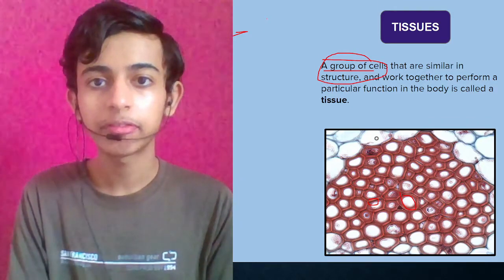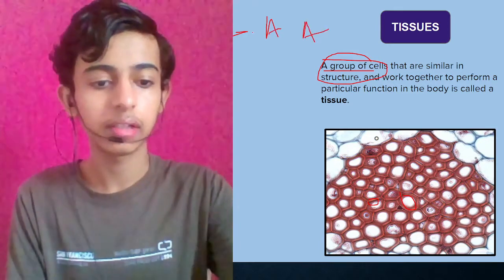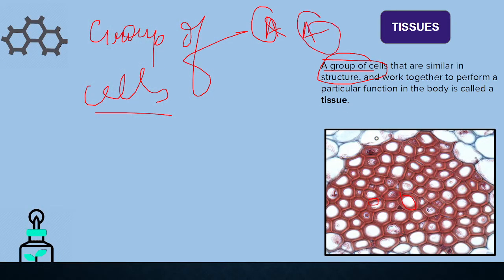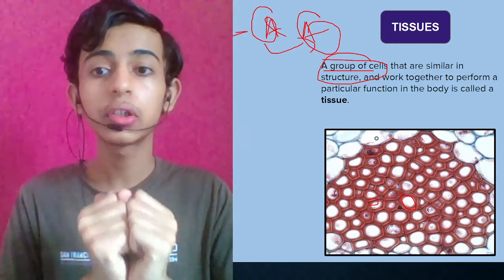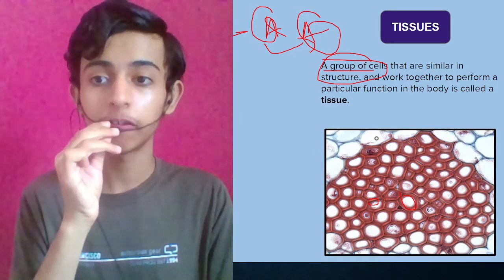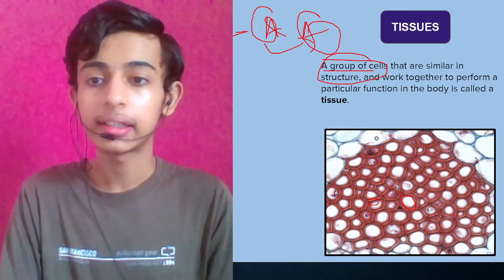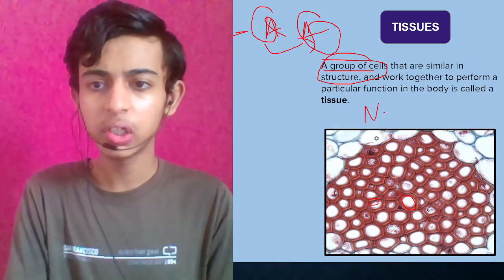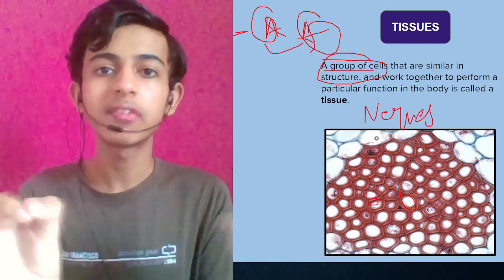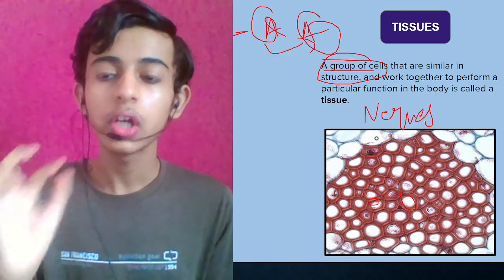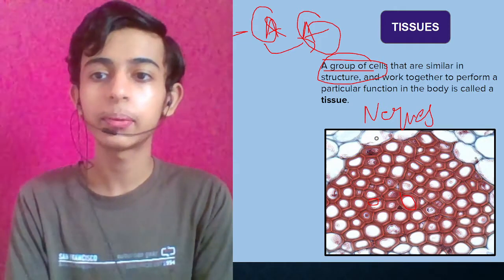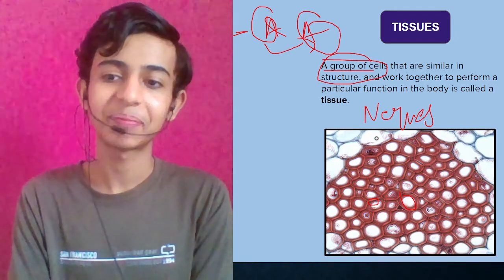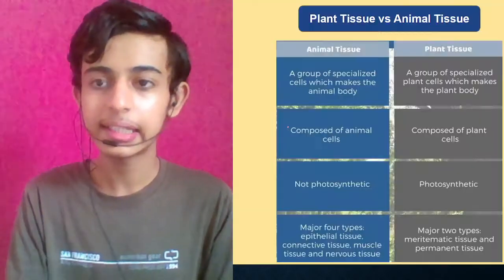Let's say if we have A and A, these are two alphabets, so they look similar. But in this structure, they are going to work together to perform a particular function in our body. Let's say we have nerve cells, or you can use the term neurons. There are millions of neurons, they work together to transmit signals, so they are known as nervous tissue. As you're able to see, you can easily identify.